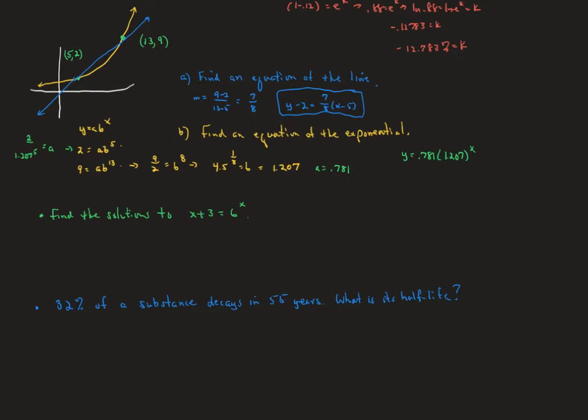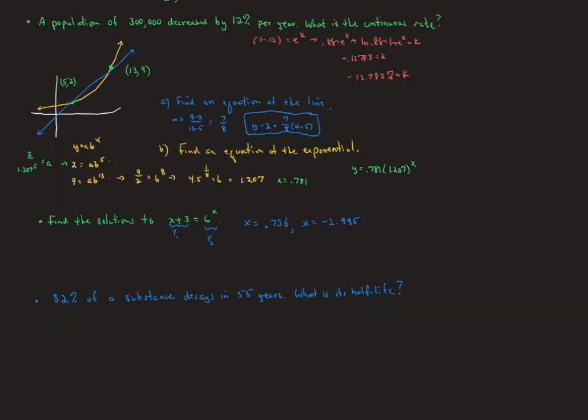All right. Now the next one, to solve this one, we're going to have to put y1 in as x plus 3 and y2 in as 6 to the x, and then find the point of intersection. I'm going to pause this and then come back with the answer. So the two answers I got were x equals 0.736 and x equals negative 2.995. So the graph looked something like there was an exponential coming up pretty steeply, and there was a straight line coming through something like that. And we found those 2 points of intersection.